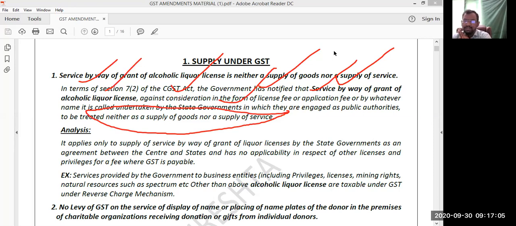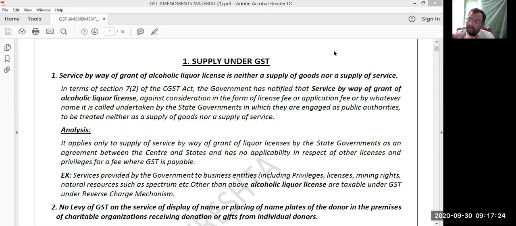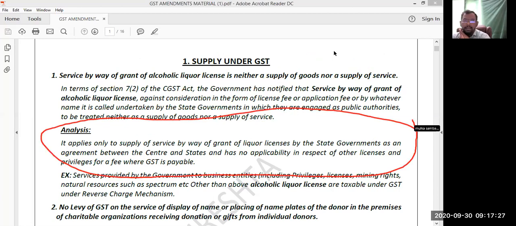Because as per the provisions of section 7, in order to levy the GST, in order to treat a particular transaction, the first parameter to be satisfied is that there is a supply of any goods or services. Now, it is neither supply of goods nor supply of services, hence not liable to GST. But look at this important analysis. It applies only to supply of service by way of granting of a liquor license by the state government, as an agreement between the center and states, and has no applicability, this is the key point here, in respect of other licenses or privileges for a fee where the GST is payable.